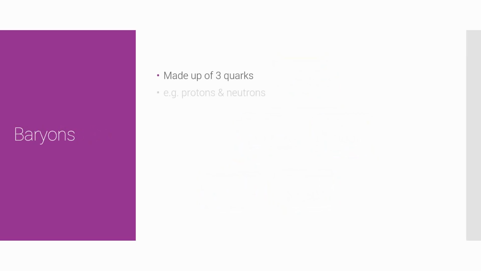Two examples are protons and neutrons. These are the only two baryons that we need to know about according to the specification. And the proton is actually the only stable baryon. All baryons try and decay into a proton because it is the most stable.